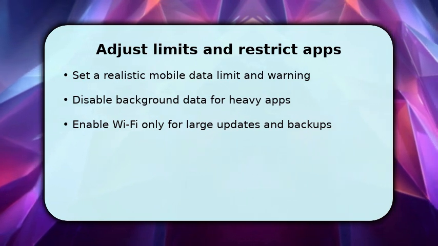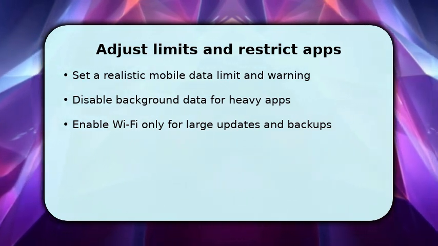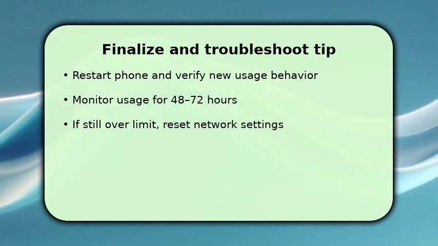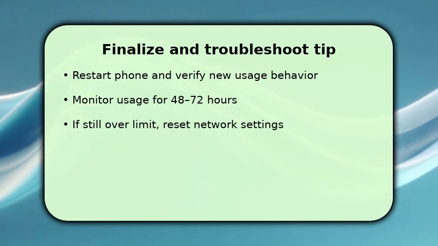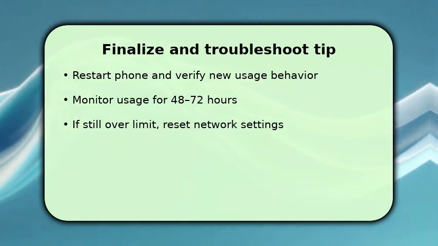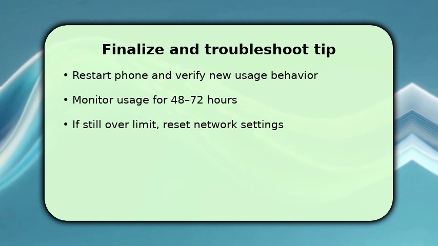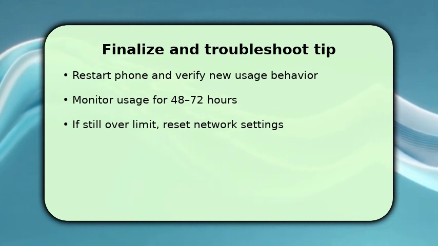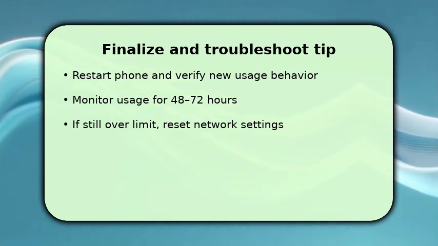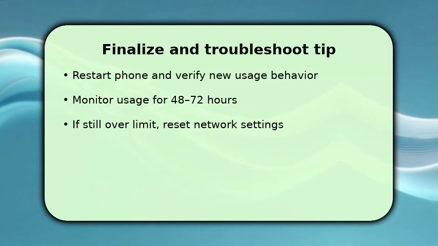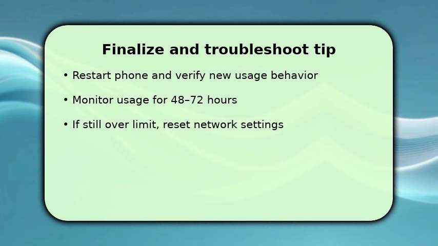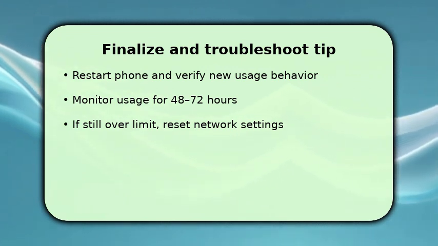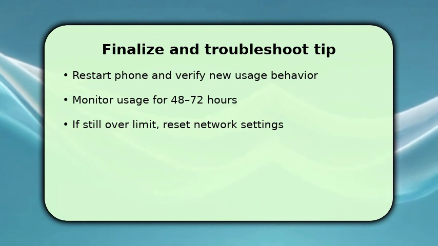Finish by restarting the phone to ensure settings apply, and then monitor usage for the next 2 to 3 days to confirm reductions. If you still see excessive consumption, clear app caches for suspicious apps and toggle airplane mode briefly to reset connections. As a key troubleshooting tip, if limits persist despite changes, reset network settings to clear corrupted profiles and reconfigure Wi-Fi and APN. This often fixes phantom data drains caused by rogue background services or misapplied carrier settings.